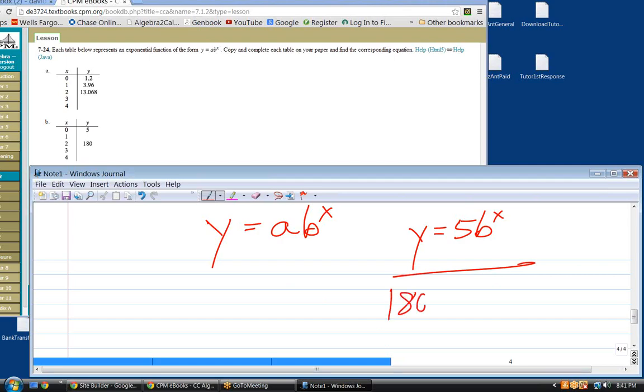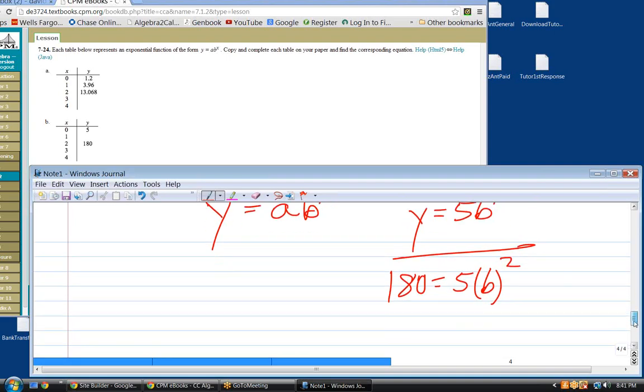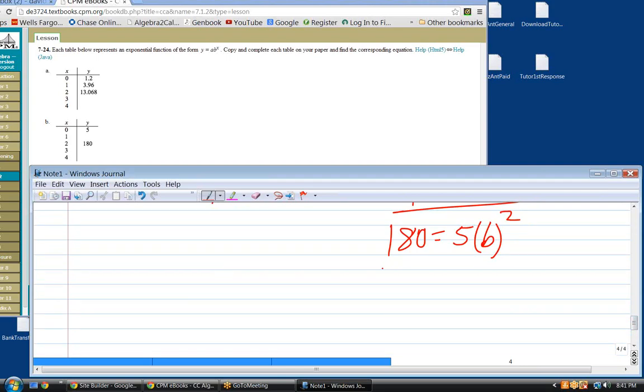180 equals 5b, no, 5, yeah, 5b to the second. Exactly. Now solve that equation, and I'll have a and b.